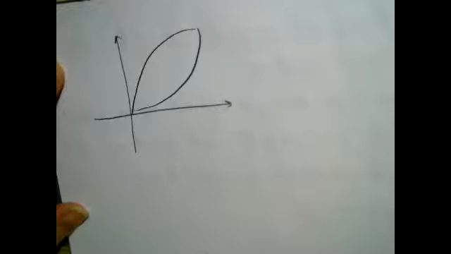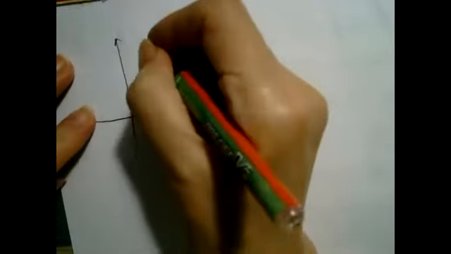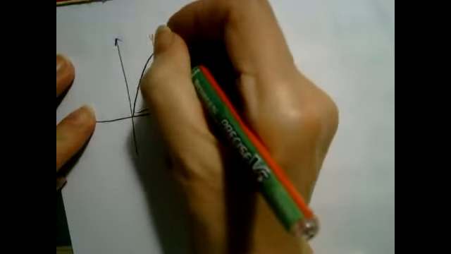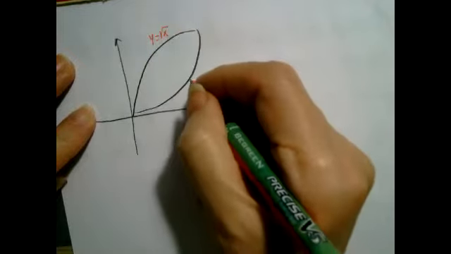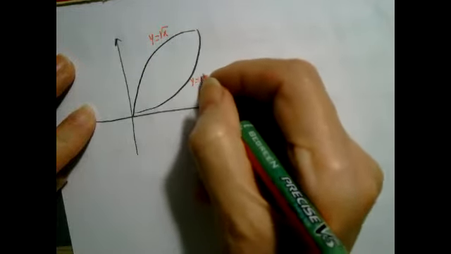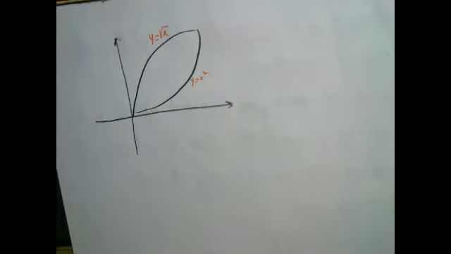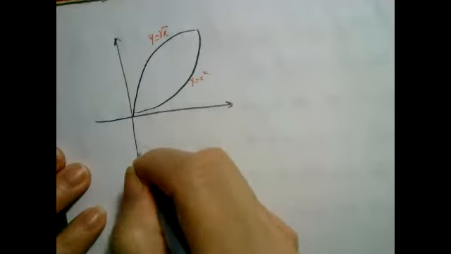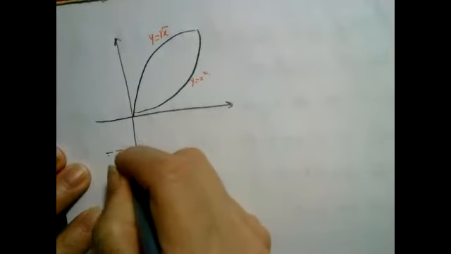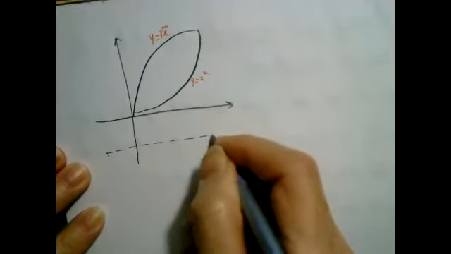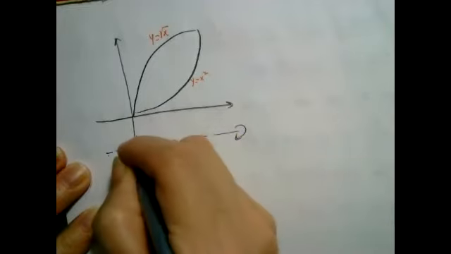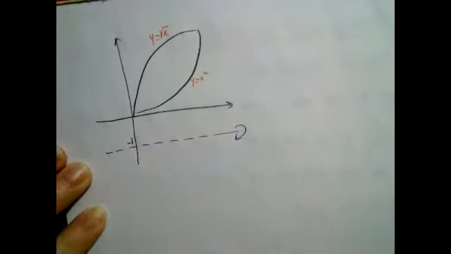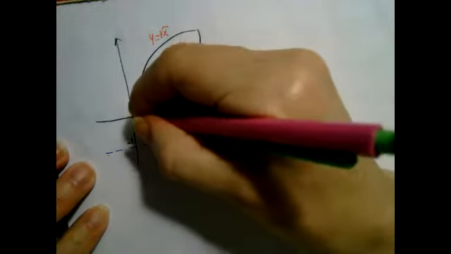So these are my two curves. My upper curve is y equals square root of x. My lower curve is y equals x squared. And now the line of rotation, y equals -1. We're rotating around this line. Now we're going to do the same approach.